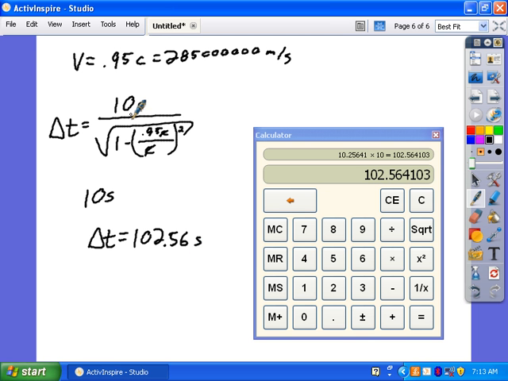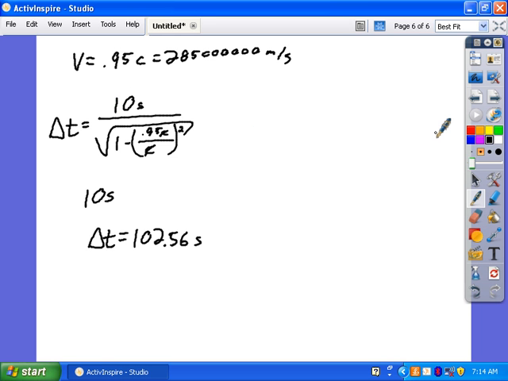Now, this is where the stretches in time actually happen. It always will be greater for an observer from the outside. So if you're watching that spaceship travel, that spaceship is traveling for 102.56 plus 10, or 112.56 seconds. But the actual event of the people on that spaceship would have only been a 10-second duration. So basically, what's happening is time is going slower here than it is up here.